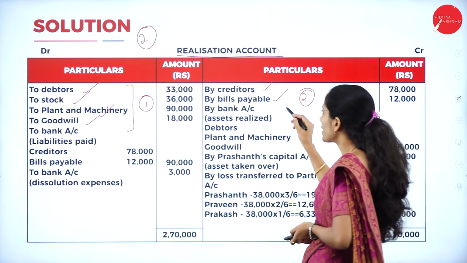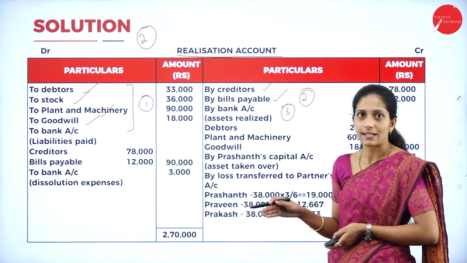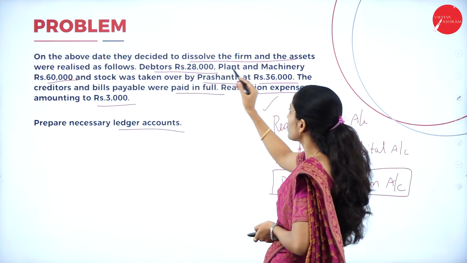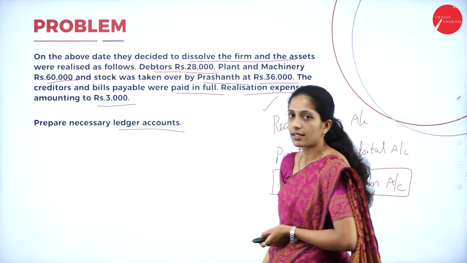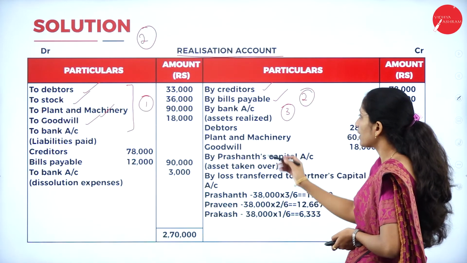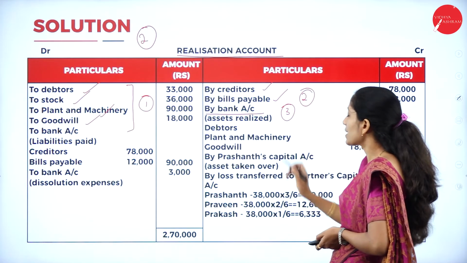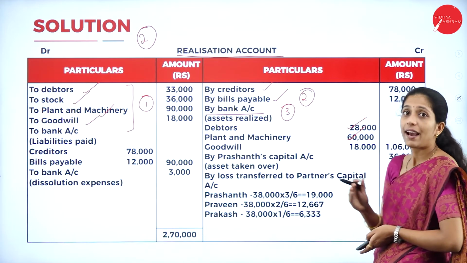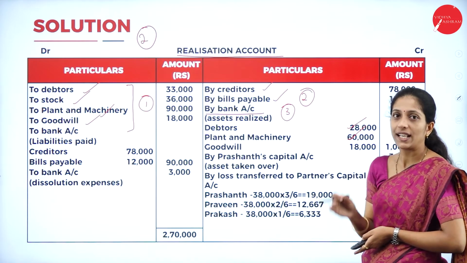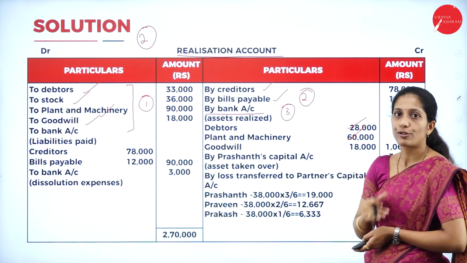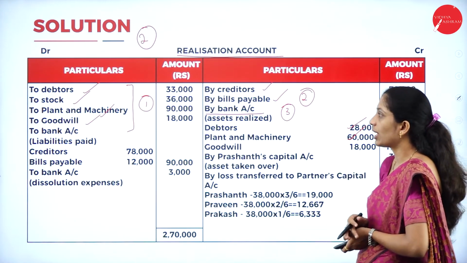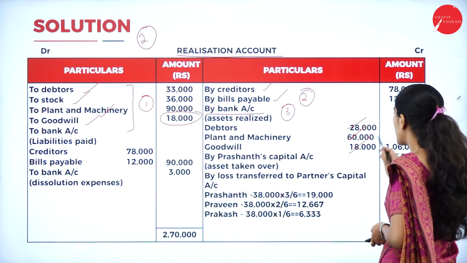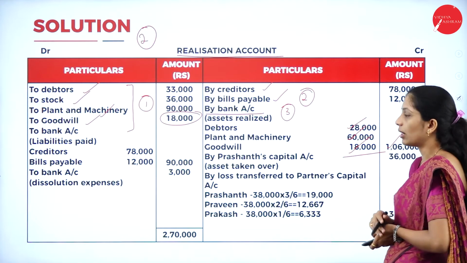Now your third step is that you have to sell the assets which are given in the adjustment. So here they have given debtors 28,000, plant and machinery how much? 60,000. So record that. So how to record? By bank account, assets realized, debtors 28, plant and machinery 60. But they have not given any information of goodwill. So we shall assume that goodwill is also being sold at its original value. Now what is the original value? 18,000. So write 18,000 right in the outer column.